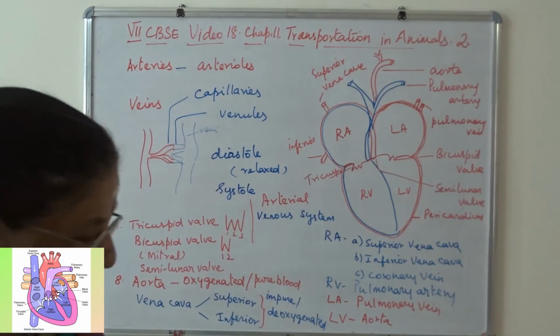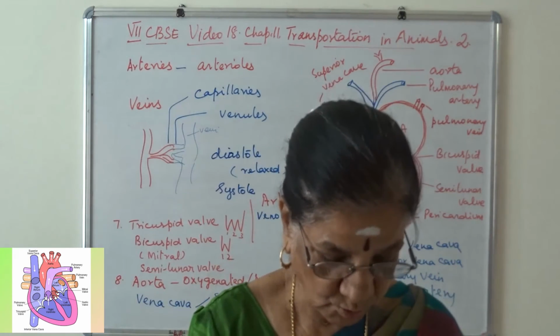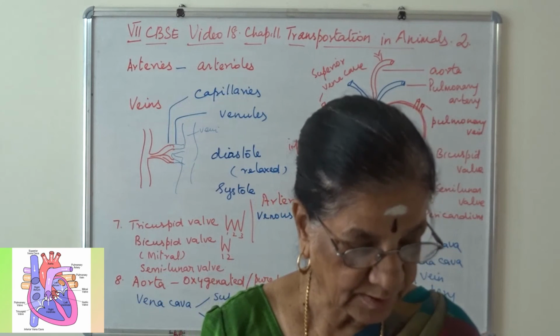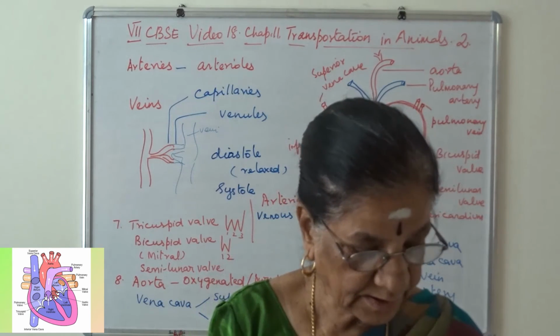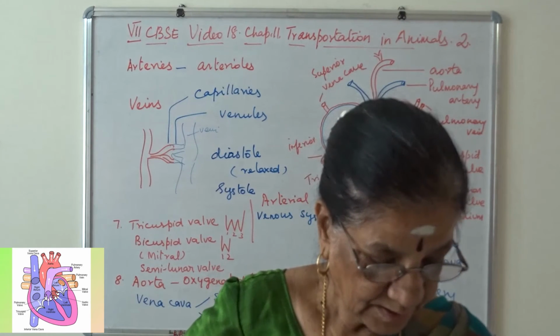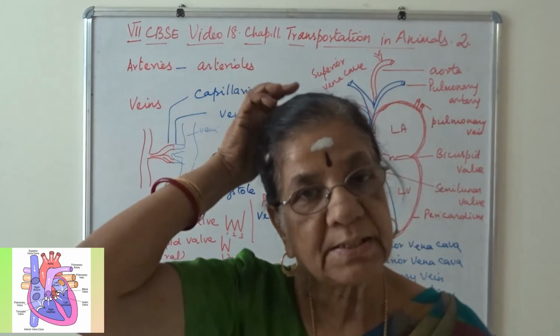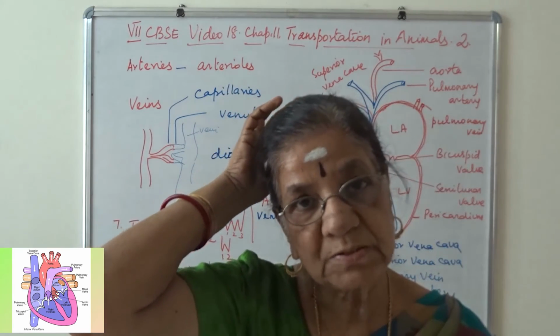But in some books arterioles and venules will not be there. But you should know the terms. What is it? Arteries ending in capillaries, that is called arterioles. Same way, veins ending in capillaries, that is known as venules.